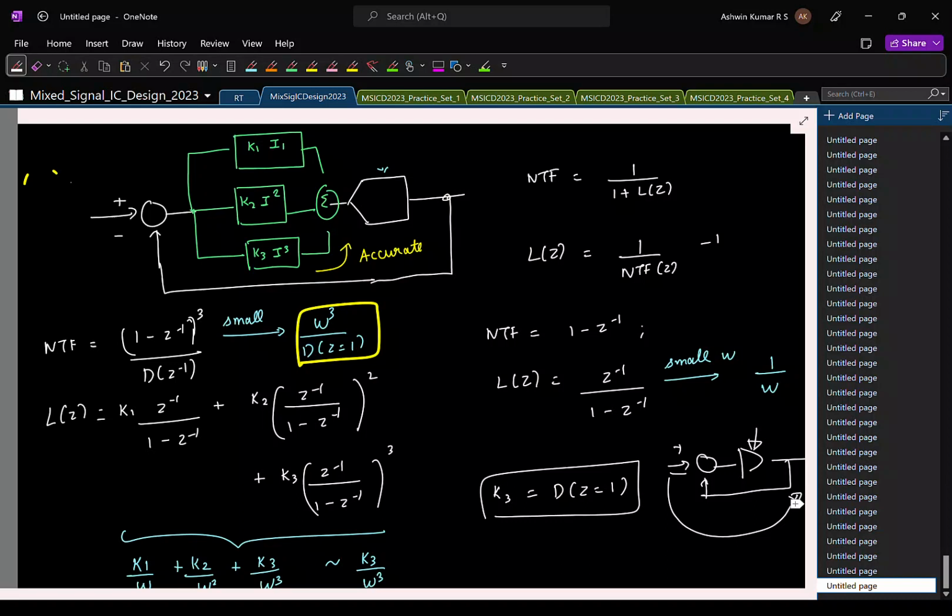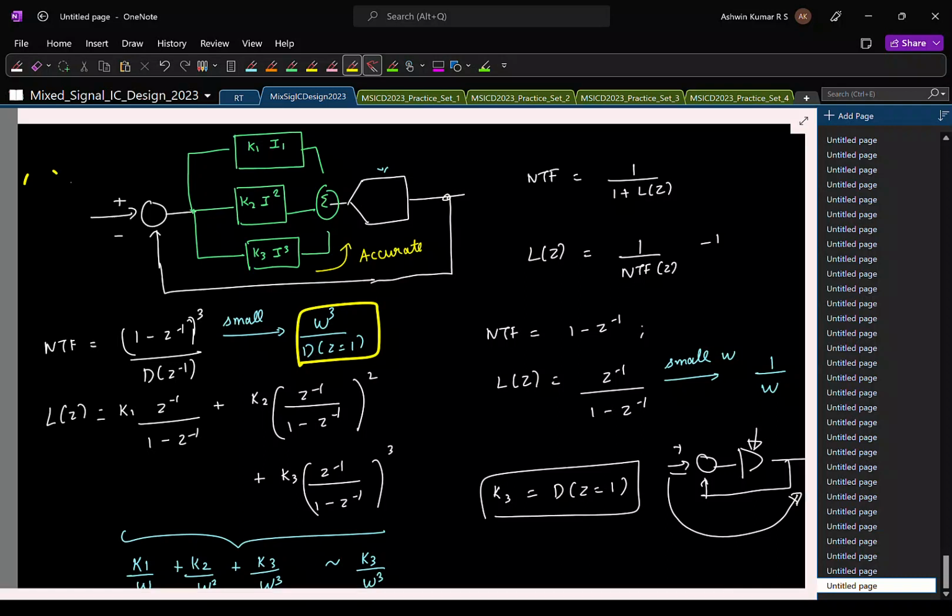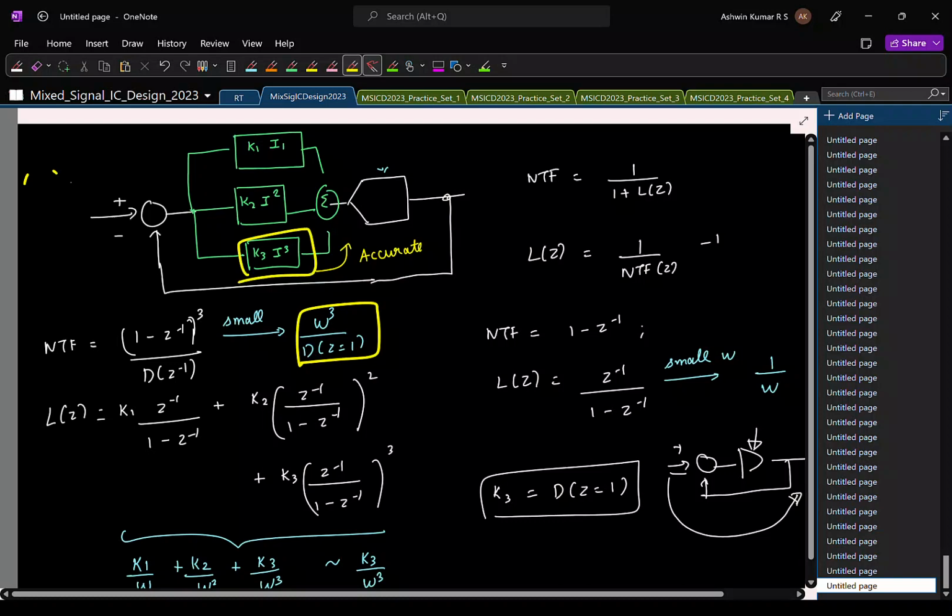Like K3 guys, that's accurate only at low frequencies. Okay, it's indirectly correct. So that's what you also want, right? You want the quantization noise at low frequencies to be shaped by omega cube. That's how we started this entire noise shaping business. And it looks like I can get it done only by this fellow, right? So the question is, why do you need these 2?